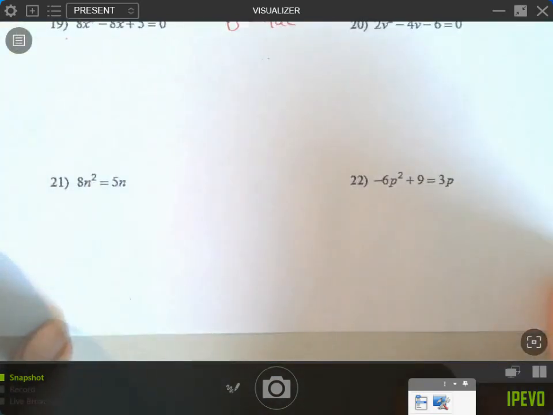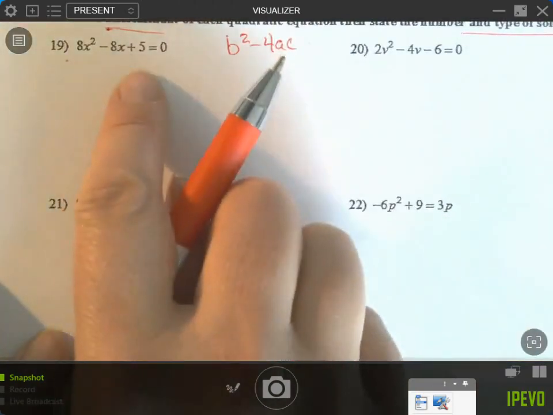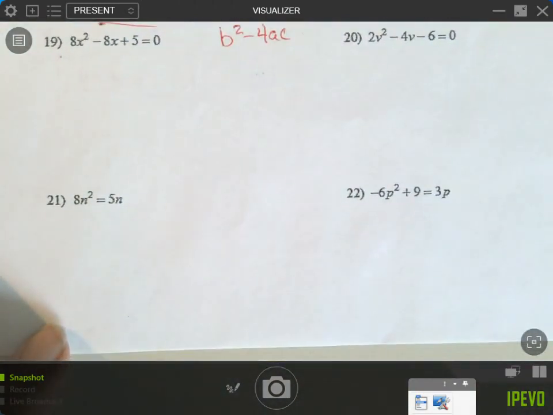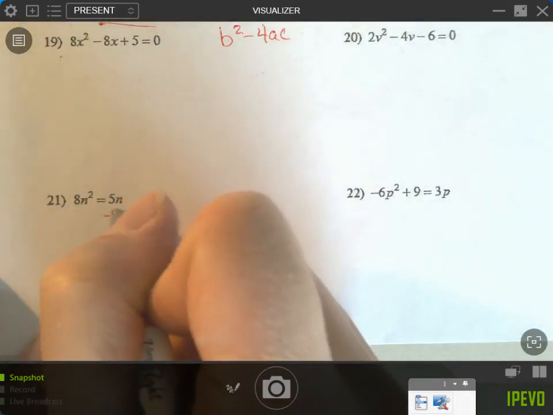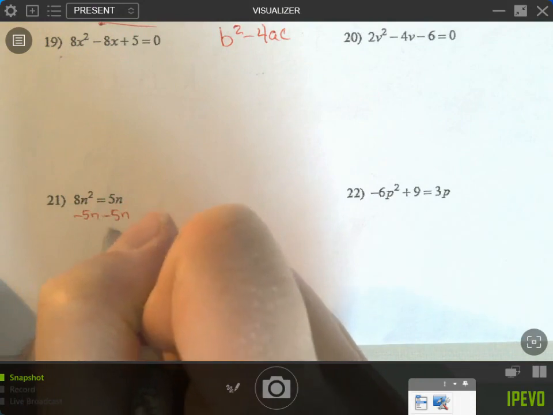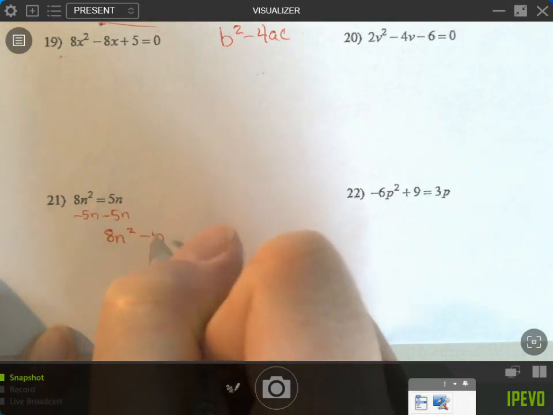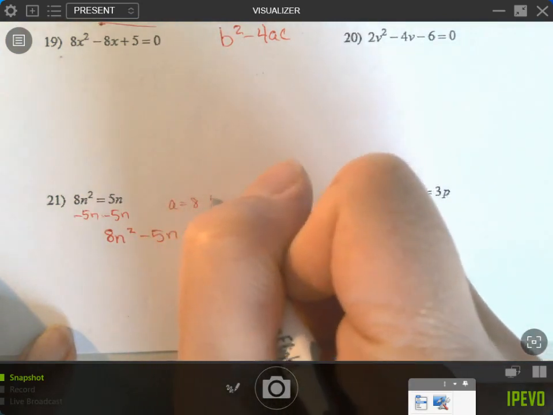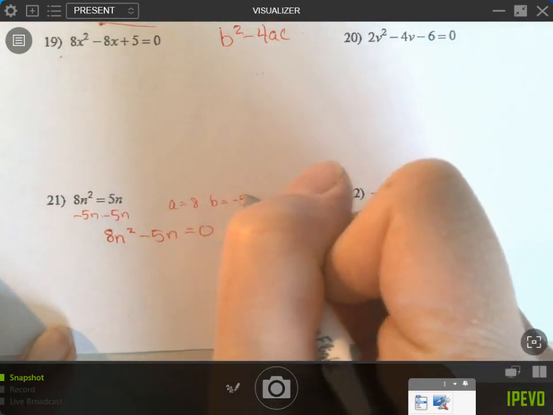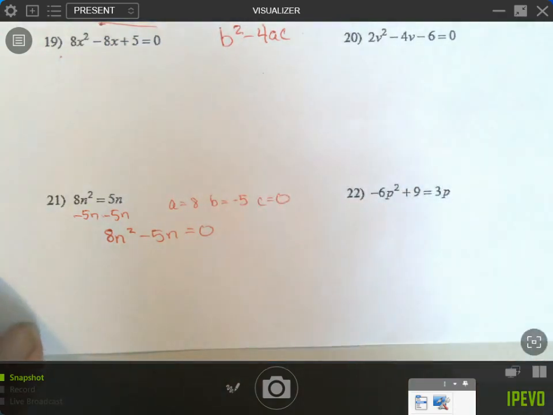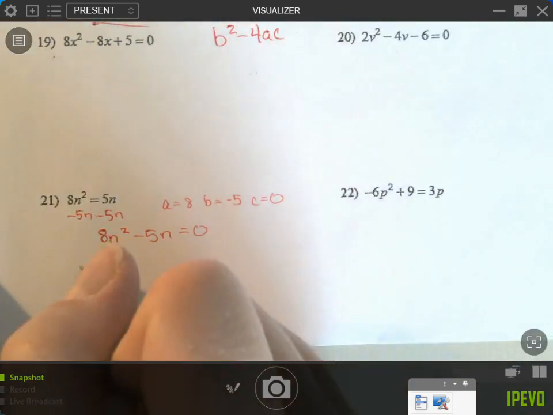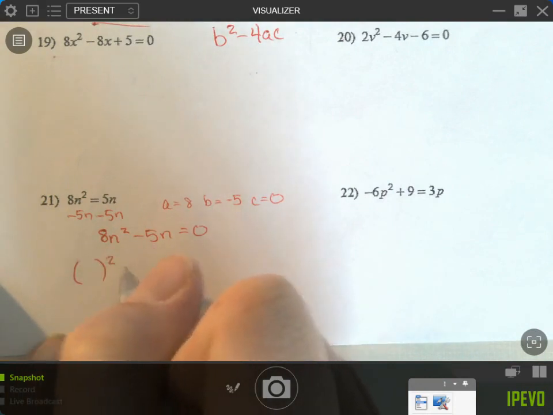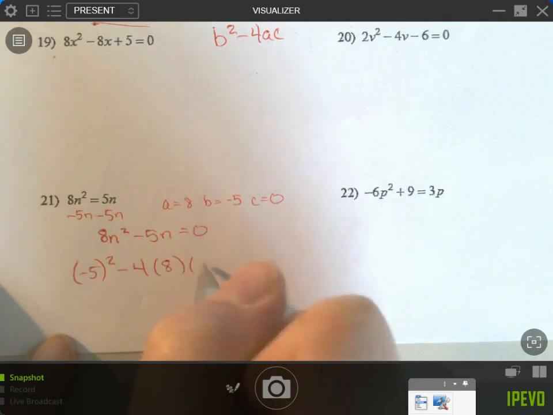All right, in 21, is it set equal to 0? Because 19 and 20 are. Is 21 set equal to 0? So I'm going to leave the 8n squared alone and subtract the 5n. Guys, remember, they're not like terms, so piece it on. What's the c value? Yeah, so a is 8, b is negative 5, and c is 0. All right, so all I need to do is plug it in. B squared minus 4 times a times c, which is 0.